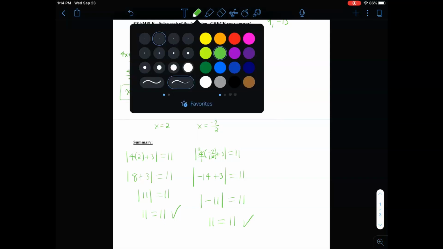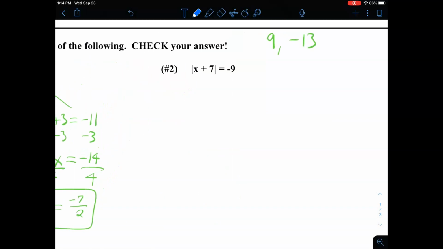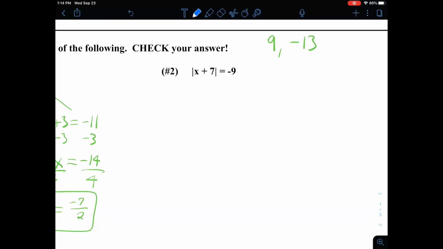Let's use a different color here. Blue. All right, this one is saying absolute value of x plus 7 equals negative 9. So a little tricky about this one. It's saying what number can you plug in for x to end up with negative 9 away from 0? Well, that's a little goofy.